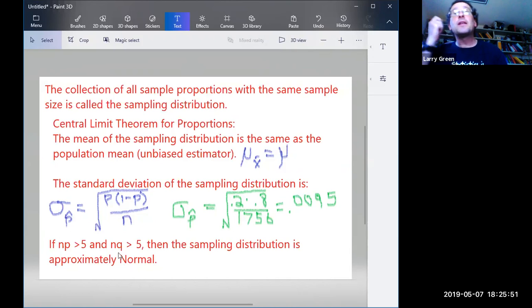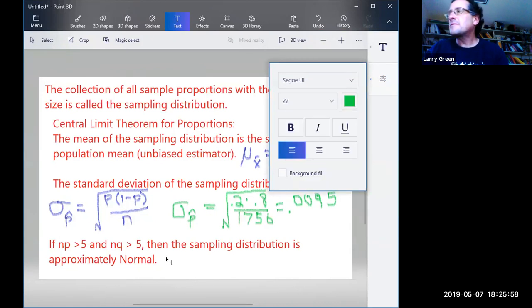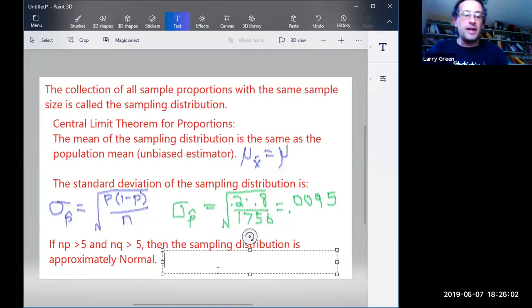Okay, in our case, let's take a look. It's actually not that hard. So in our case, we have NP is equal to 1756, that was our N, times P, which is 0.2. Okay, and that's about 350 or so. Any questions on that? Right, 351 if I do it in my head right. And I hope you all know that 351 is much bigger than 5.